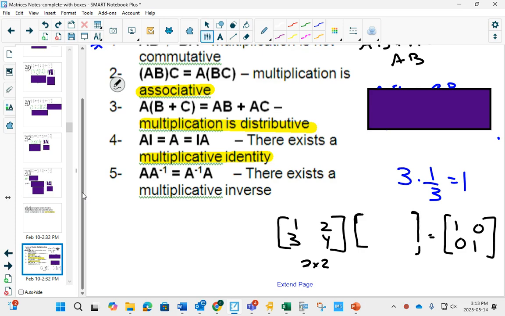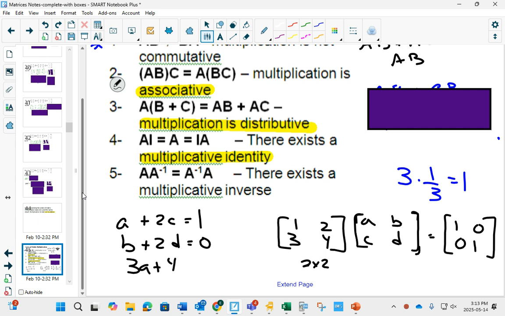I mean, possibly we could just go A, B, C, D, and if we can make 4 equations with 4 unknowns, we could solve a very big system of equations, right? Because I know that A plus 2C has to equal 1. And B plus 2D has to equal 0. And 3A plus 4C has to equal 0. And 3B plus 4D has to equal 1. And I could just solve that system of equations. Which doesn't look like very much fun, but would be doable, right?